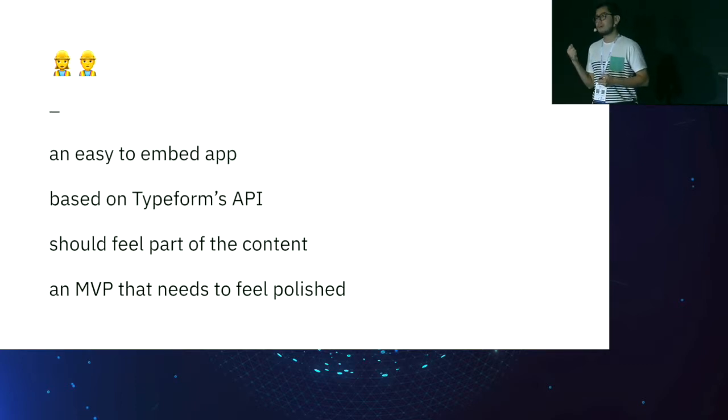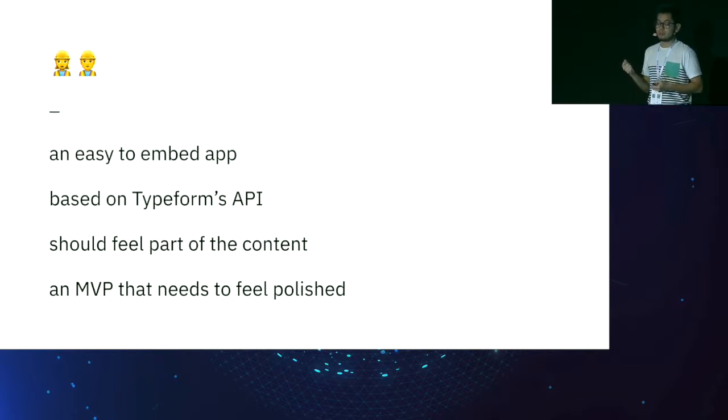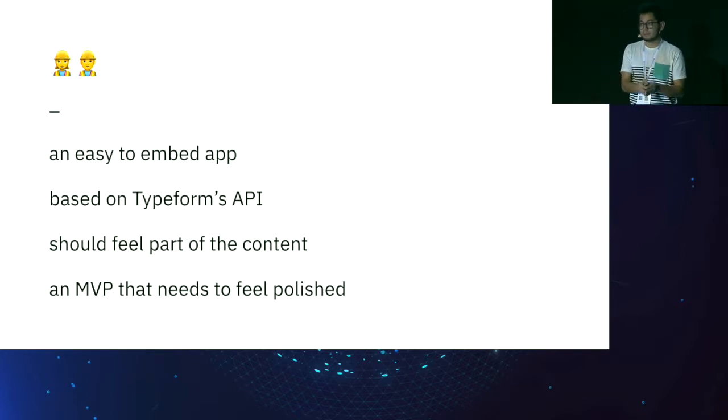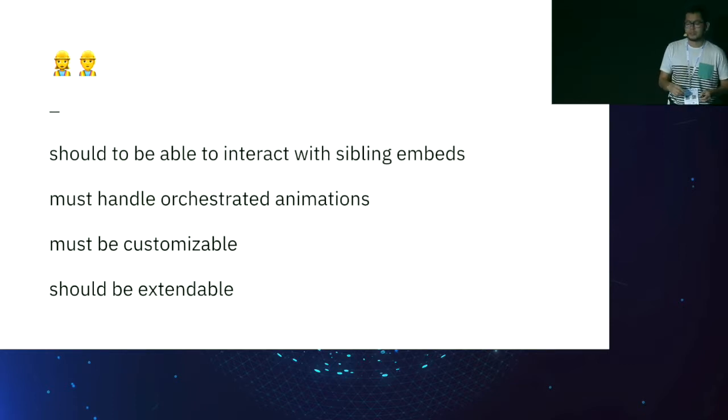Also, we needed to base our conversations on Typeform's API. First, it has its own domain language, so it wasn't compatible at all. Then it should feel part of the content, as you see before. Even if it was an MVP, every decision that we make as engineers or as designers or as a product should lead us to a final product. And because of the previous experience, we knew that we need to somehow make all the siblings, let's say all the embeds, communicate between each other. And also the parent, let's say where I embed the application.